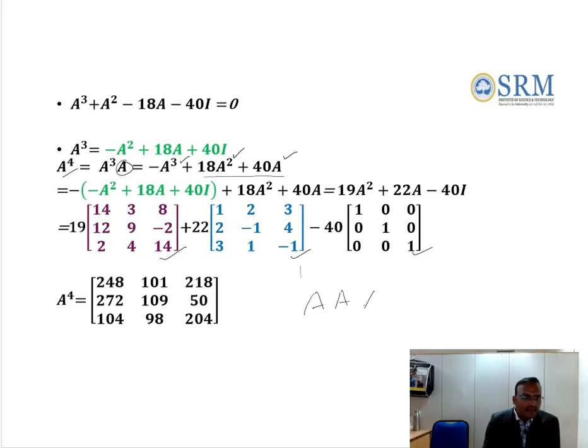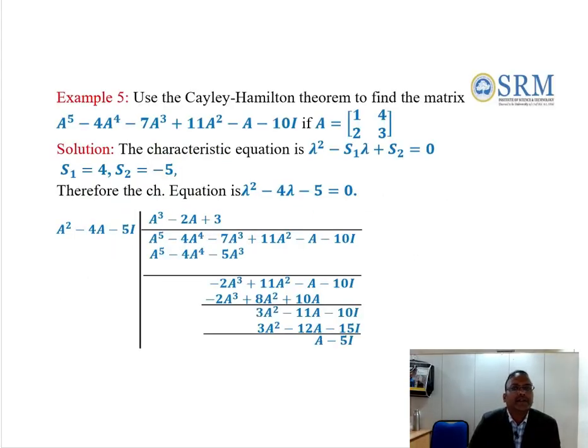Okay, no need to calculate A 4 times. It is a very tedious job. Finding powers of the matrix is a very tedious job, whereas if you apply the Cayley-Hamilton theorem, it is easy to calculate any powers of A, right? Very good.